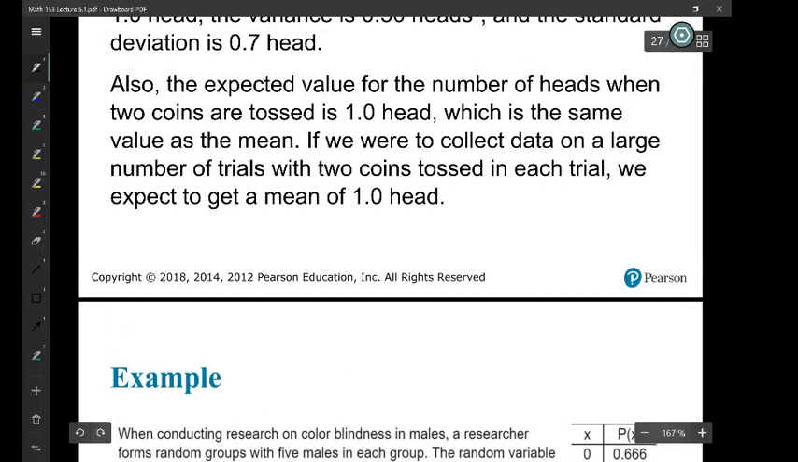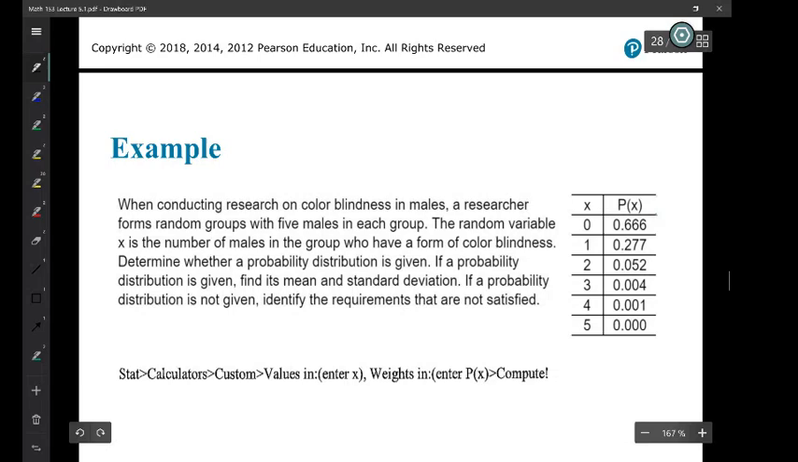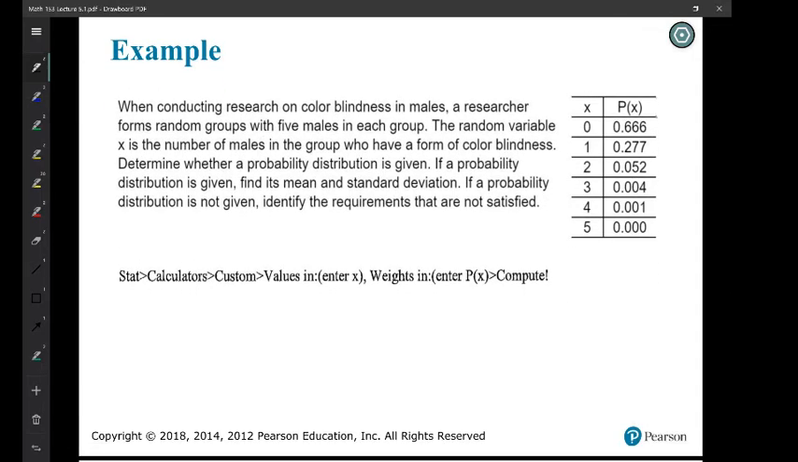If we were to conduct this experiment a large number of times, we would expect to get 1 head the majority of the time. So here's an example. When conducting research on color blindness in males, a researcher forms random groups with 5 males in each group. The random variable X is the number of males who have a form of color blindness. So determine if this is a probability distribution, and if so, find its mean and standard deviation.